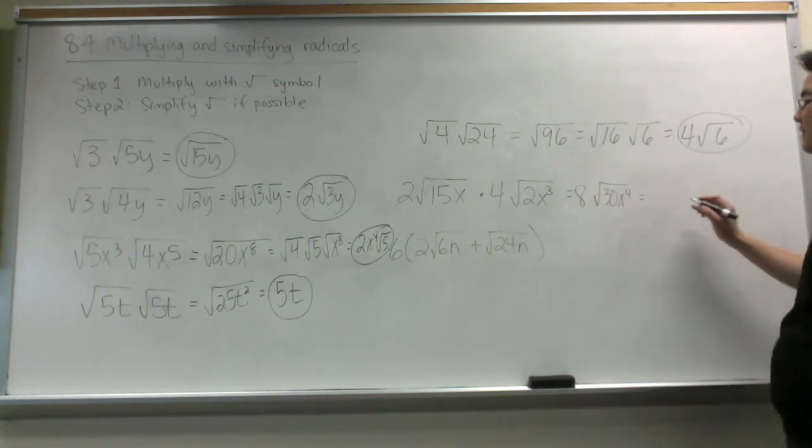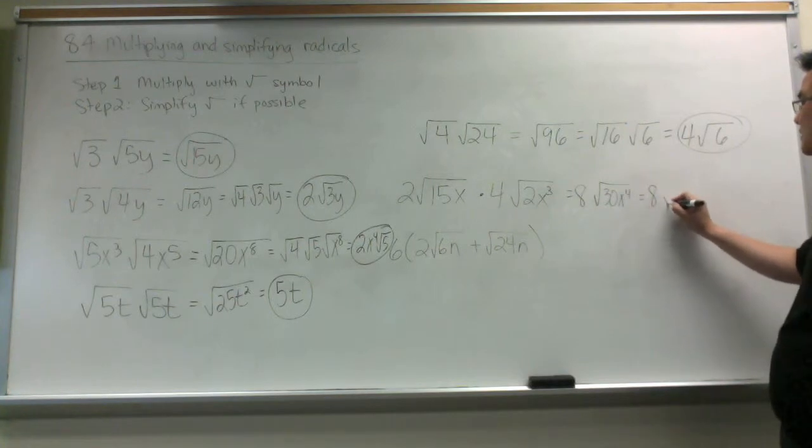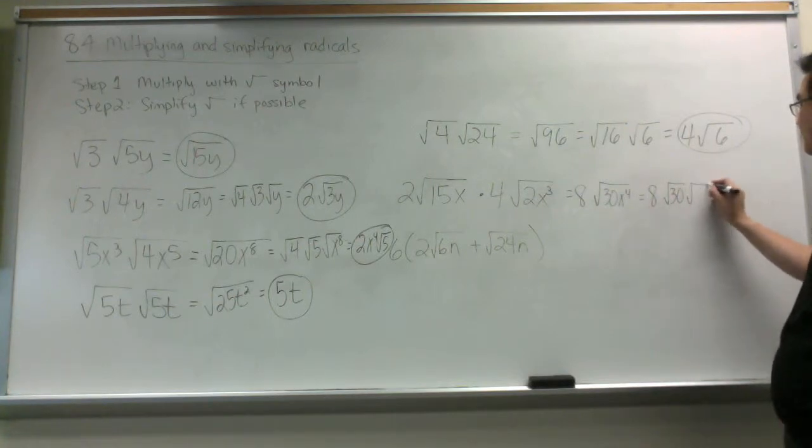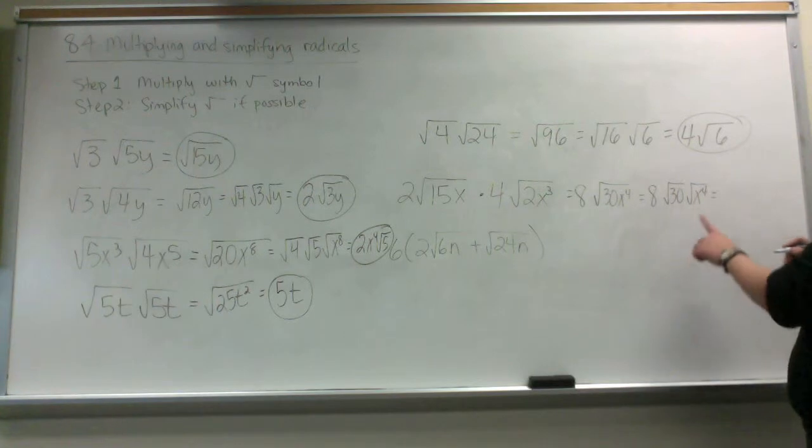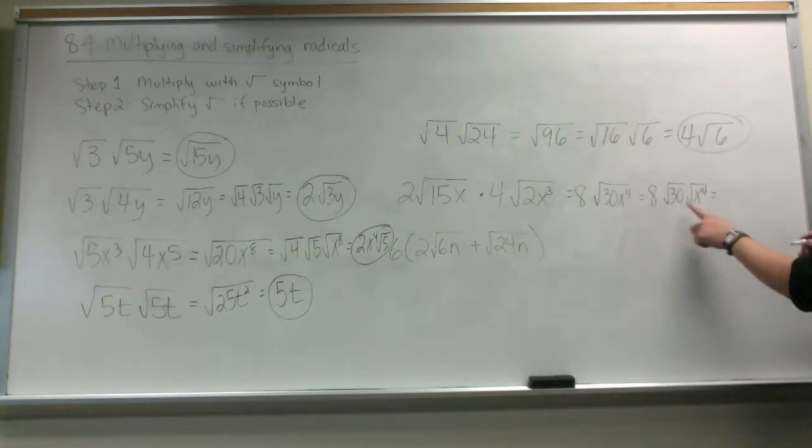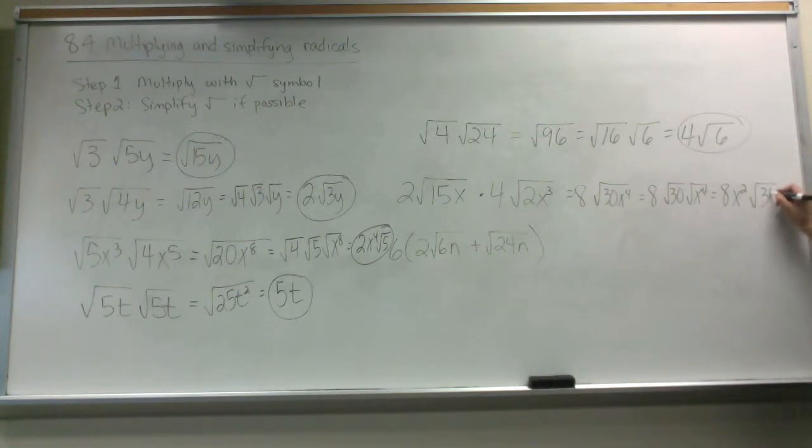The square root of x to the 4th is a perfect square, so I'm going to break it up this way. The square root of x to the 4th is x squared, so that's going to be with the 8, 8x squared, root 30.